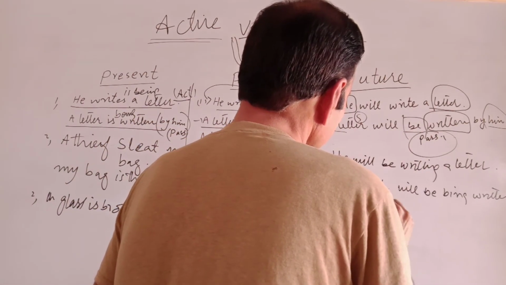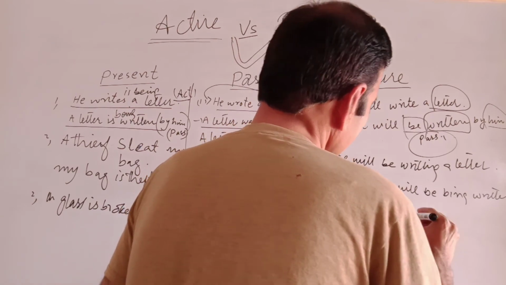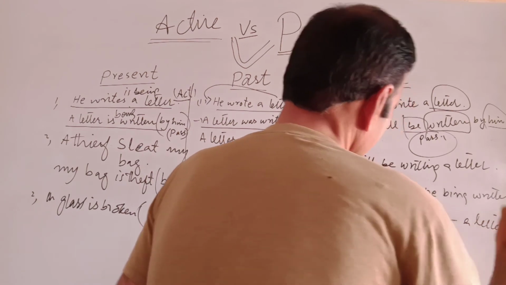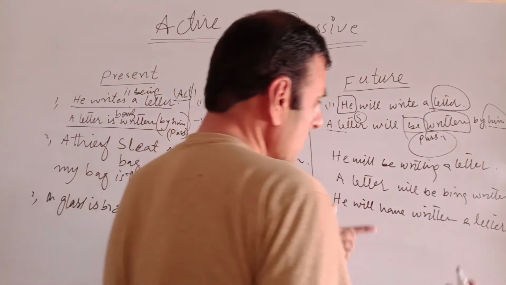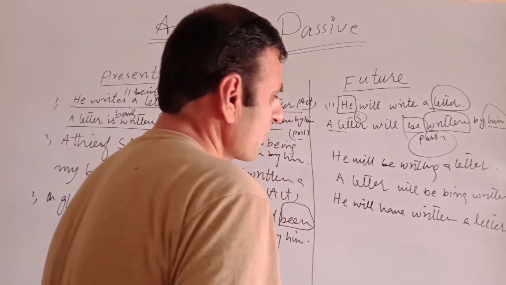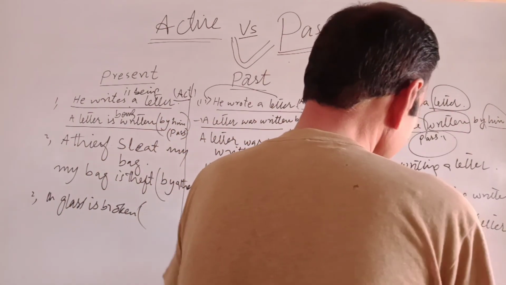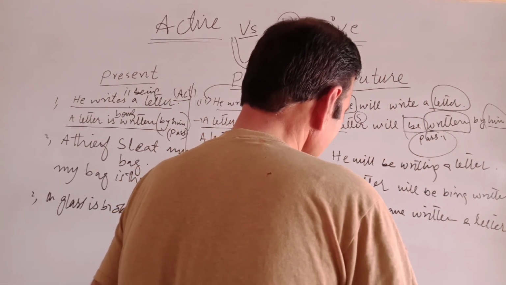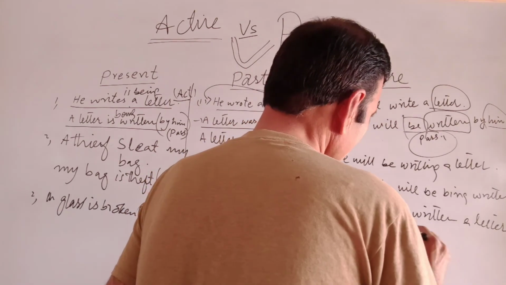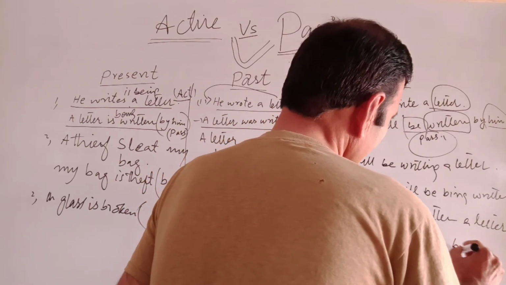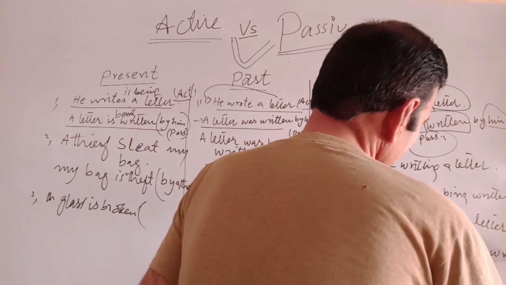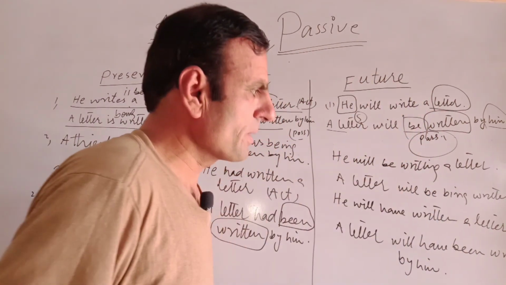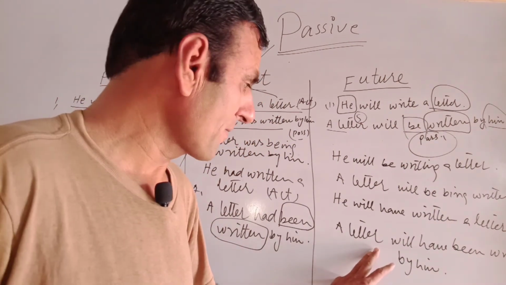Now, it's past participle. He will have written a letter. This is the future perfect tense. Now we change the future perfect tense into passive voice. This is active voice. A letter will have been written by him. A letter will have been written by him. This is the future perfect tense. Okay?